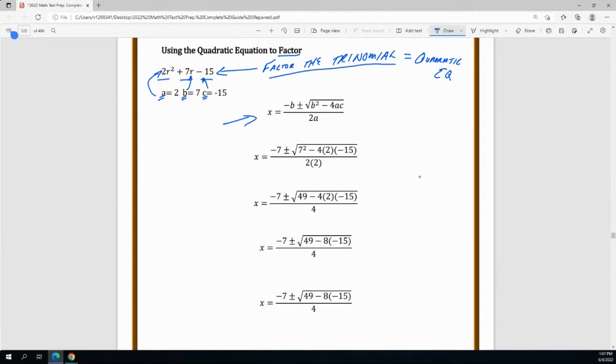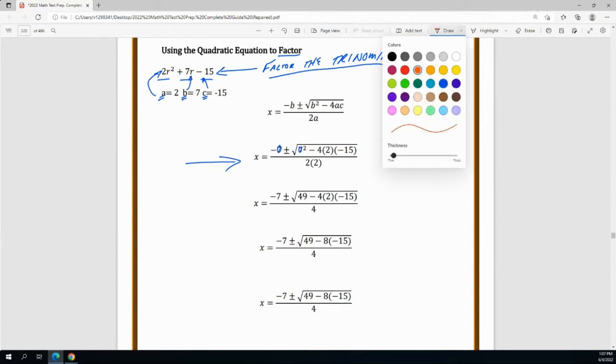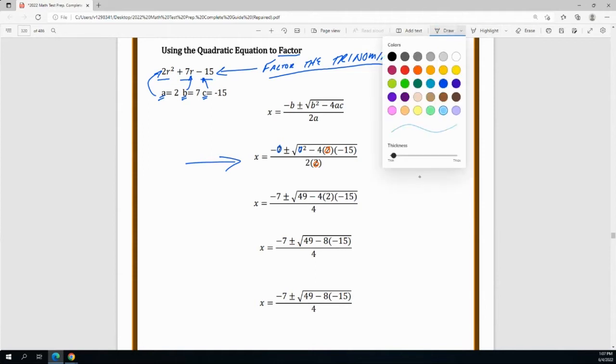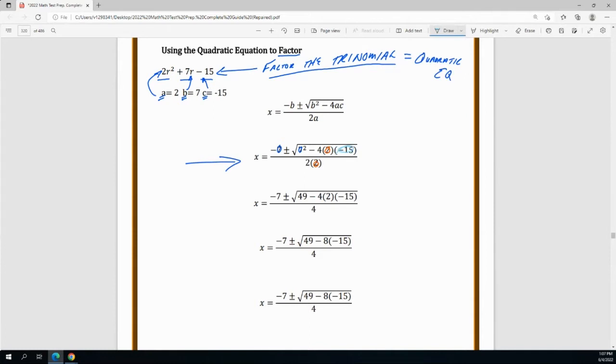So what we're going to do is rewrite and replace the quadratic equation with all the new numbers instead of the letters. And that is what's written right here. Do you notice that the B's are all sevens? Do you notice that the A's are now twos? Do you notice that the C is now negative 15? So that's what's happening here. You're rewriting.